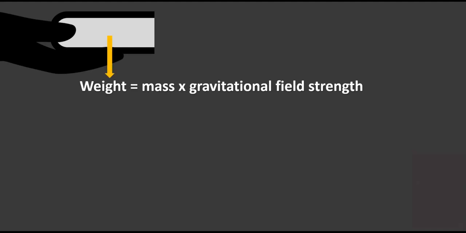All objects experience a downward gravitational force by the Earth's gravity. This force that pulls the object downward is its weight, and it is always pointing downwards, towards the center of the Earth. The formula of weight is given by its mass times the gravitational field strength of the Earth.